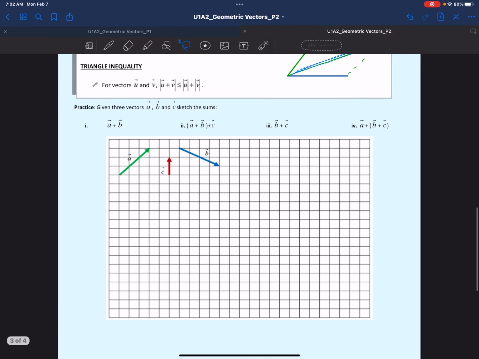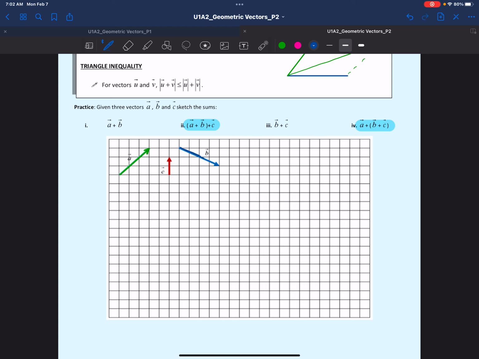So we have some practice questions in here where you have to sketch the sum. These are fun exercises. You can do that on your own. You're given vectors a, b, and c, and you have to find the sum a plus b, and then add c to the sum that you find. And then you want to find the sum b plus c, and then add the vector a to b plus c. So the idea behind this is that we want to prove that these two give the same vector.